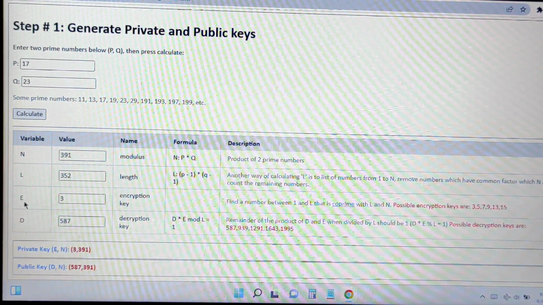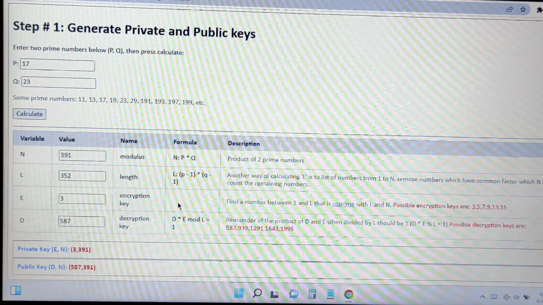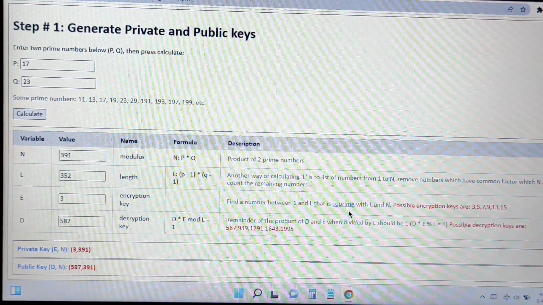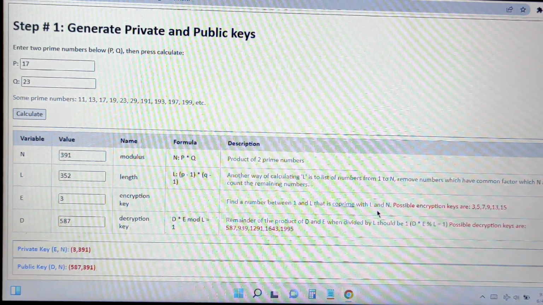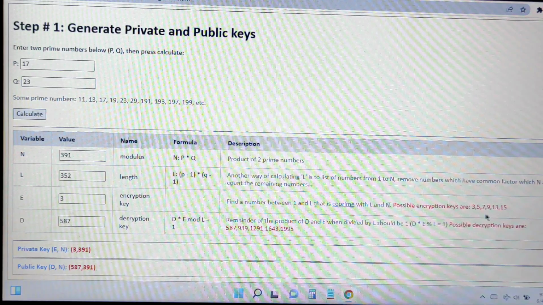Next is letter E, whose value is 3. This is the encryption key. There's no formula. The description is to find a number between 1 and L that is prime with L and N. Possible encryption keys are 3, 5, 7, 9, 13, 15.